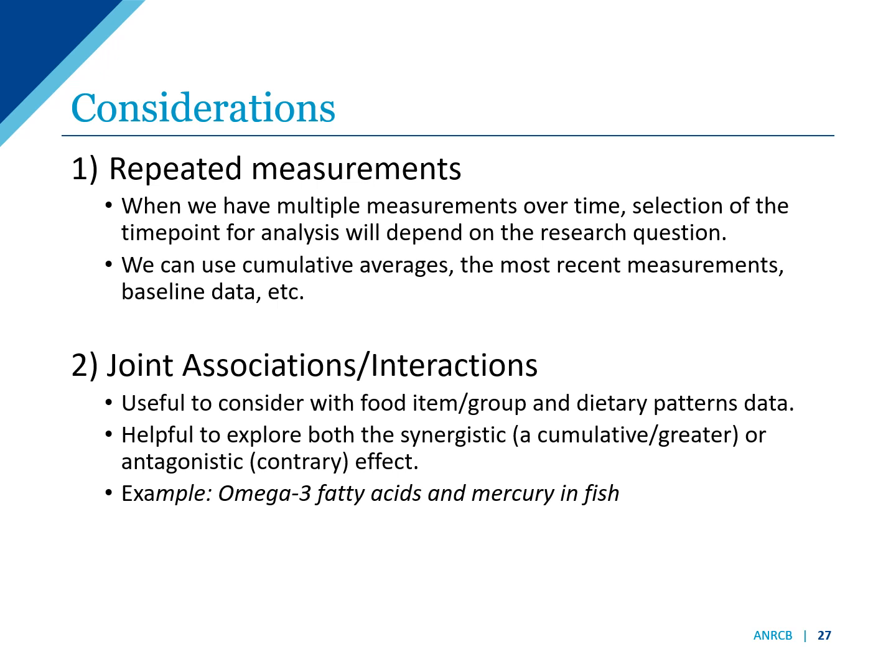Similarly, make sure, again, that we're considering the interactions and associations between food item group and dietary patterns data. So when you're measuring kind of the same thing on multiple levels, and also synergistic or antagonistic effects of particular nutrients that will interact with one another. An example is omega-3 fatty acids and the mercury in fish.